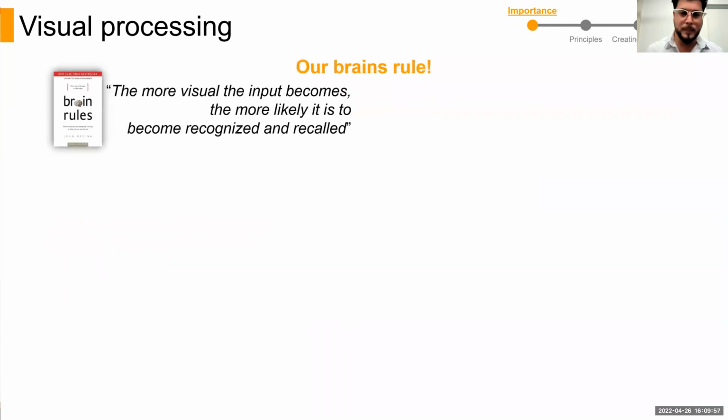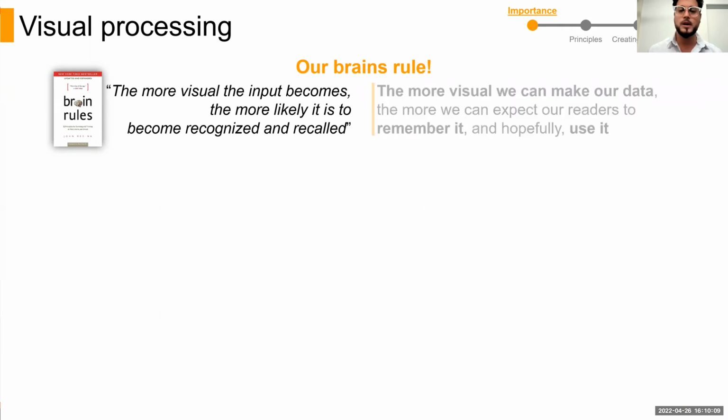John Medina, a developmental molecular biologist, in his 2008 best-selling book, Brain Rules, states, "The more visual the input becomes, the more likely it is to become recognized and recalled." The more visual we can make our data and content, the more we can expect our readers to remember it and hopefully use it. So reading a graph involves a more complex cognitive process than reading a paragraph, right? So we have the difference between visual information and textual information. And you need to understand that boring graphs are extremely forgettable.